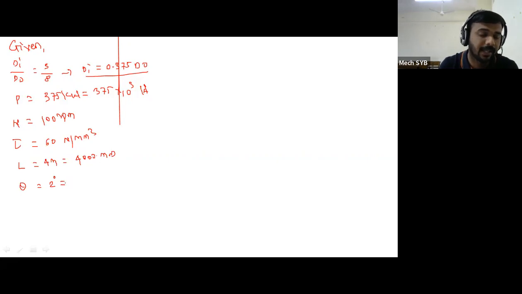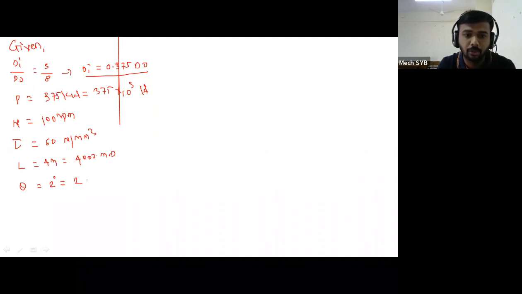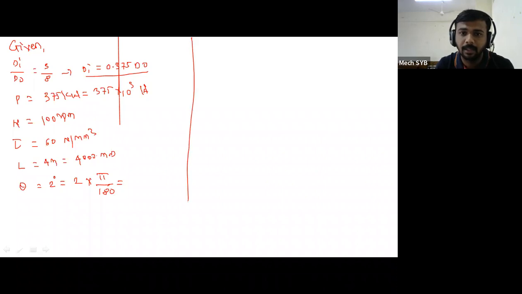Please keep in mind, theta is given in degree, we cannot take this degree value in the calculation, you have to convert it in radian. So 2 into pi by 180. दिलेल्या थीटाला जर पाय बाय 180 ने मल्टिप्लाय केलं तर you will get it in the form of radian. So what is this value? 2 into pi by 180, tell me.